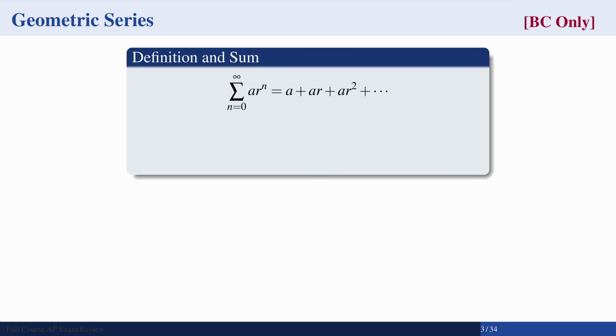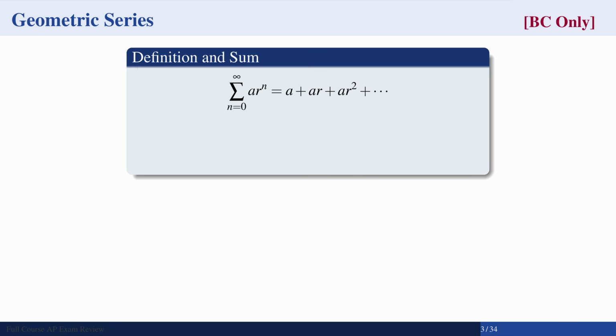Okay, so Unit 10 is all about series, what we've all been waiting for. We're going to start off with geometric series. A geometric series is the sum from 0 to infinity, or whatever starting point to infinity, of a times r to the n. So you get a plus a times r squared, etc.